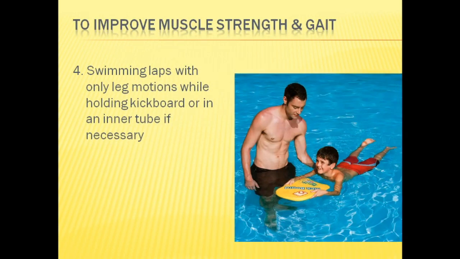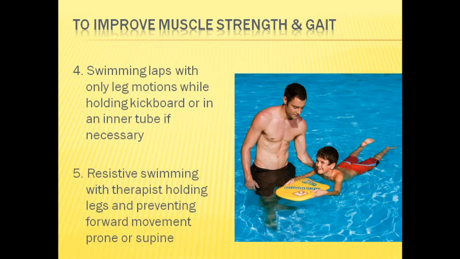Now next, swimming laps with only leg motion while holding the kickboard or in the inner tube if necessary. In the swimming pool, there is a lane. A person who swims from one point to the opposite side and comes back to the starting point, it is called a lap. For our patient, we can use a kickboard or noodle so they can swim easily, right? By this activity, we can strengthen their upper limb, lower limb, trunk and increase their aerobic capacity as well.